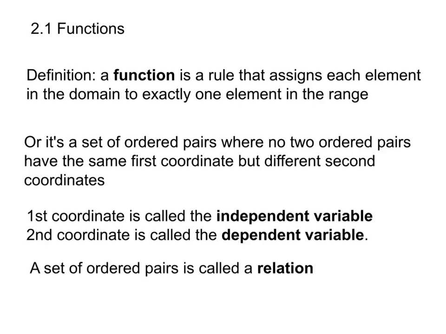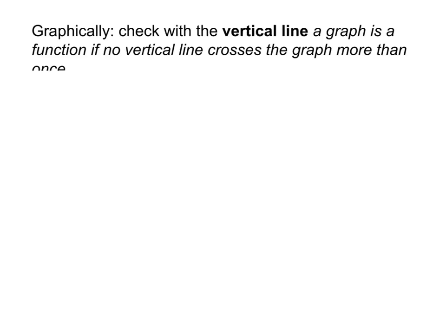Now that we've explored some of the terminology, let's start deciding if something's a function or not. So if we want to graphically decide if we have a function, we can use this thing called the vertical line test, which I'll explain in just a minute. If we have some graphs and we want to decide if we have a function or not, we need to use the vertical line test.